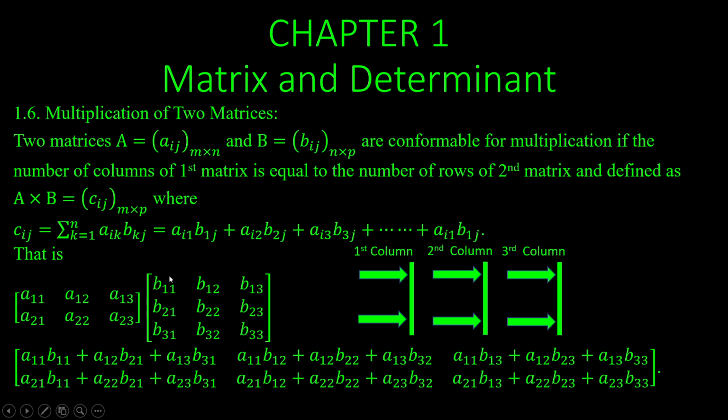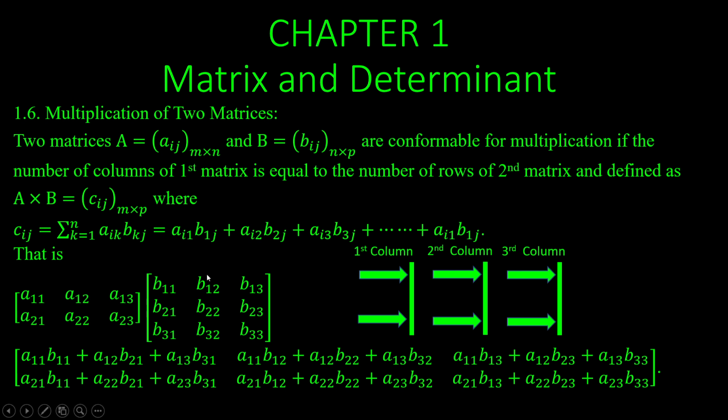Again, we multiply all the entries of the first column of the second matrix by the corresponding entries of the second row of the first matrix. We get A21 B11, A22 B21, A23 B31. Adding those, we get A21 B11 plus A22 B21 plus A23 B31.